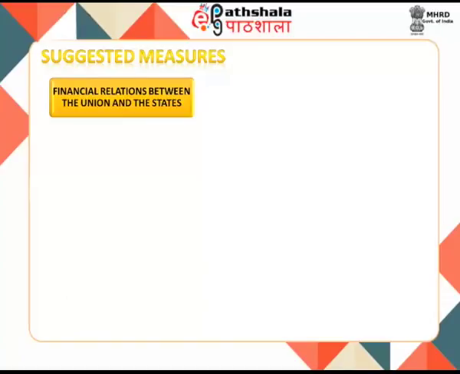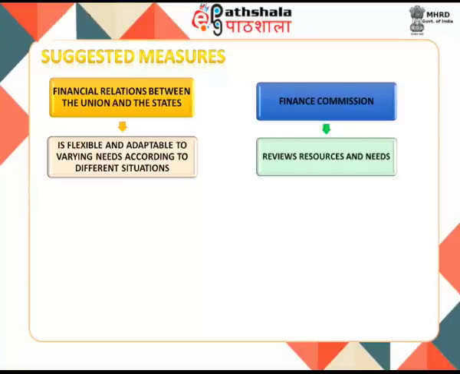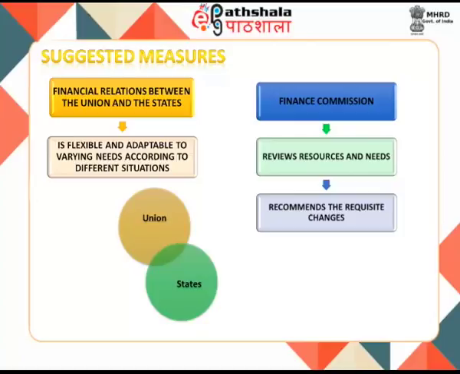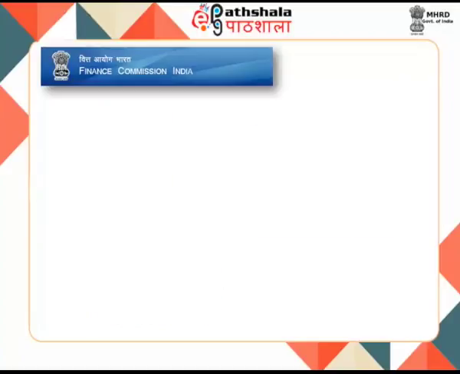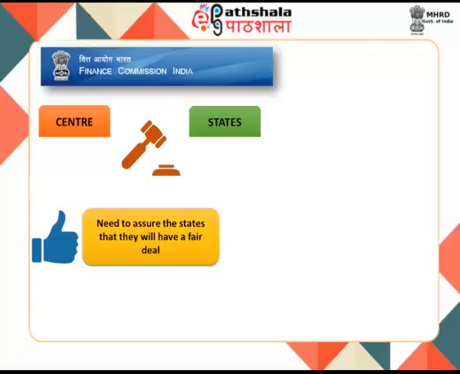The scheme of financial relations between the Union and the states is flexible and adaptable to varying needs according to different situations. Resources and needs are reviewed periodically by the Finance Commission, which recommends the requisite changes. The Union and states are mutually dependent, and such coordinate nature has given stability to the working of the Indian Federation. The Finance Commission is required to do justice between the center and states and between different states, and needs to assure the states that they will have a fair deal.